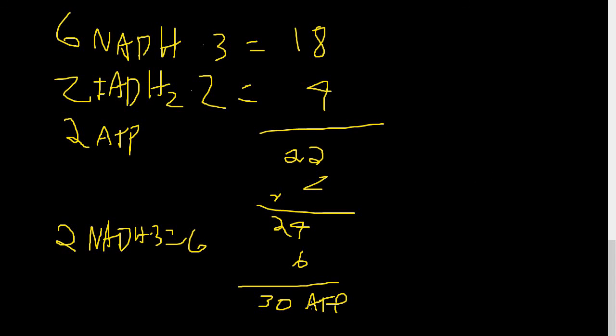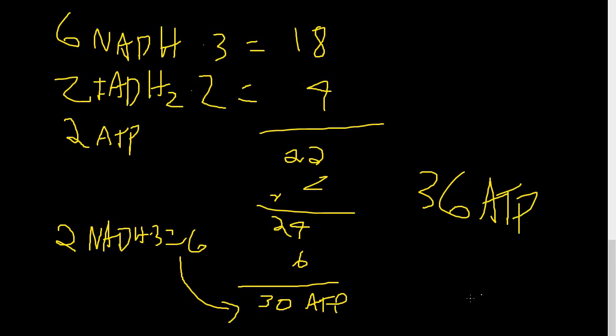But back in the link reaction, we formed technically 2 NADH once more. So once again, you just add 6 again to form 36 ATP. And yes, that's how much ATP is produced via one glucose molecule.